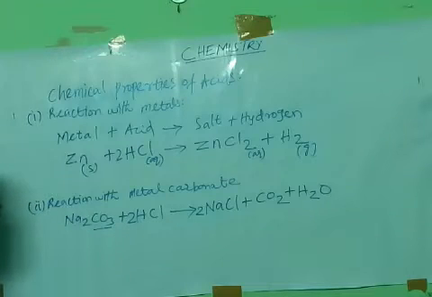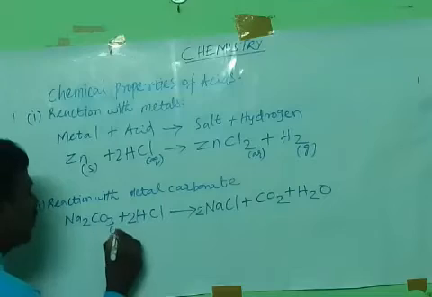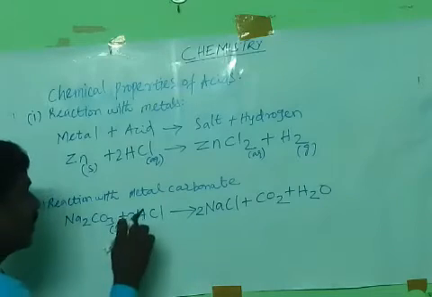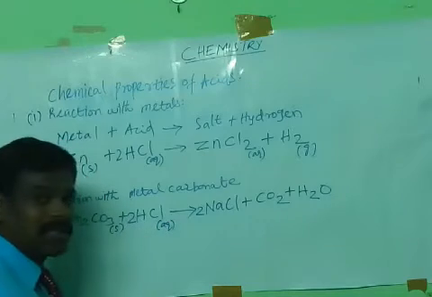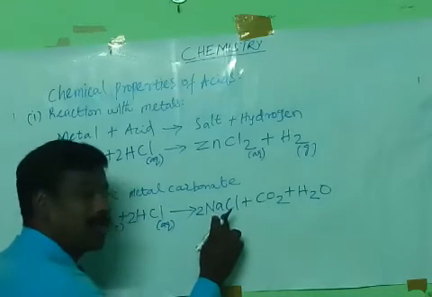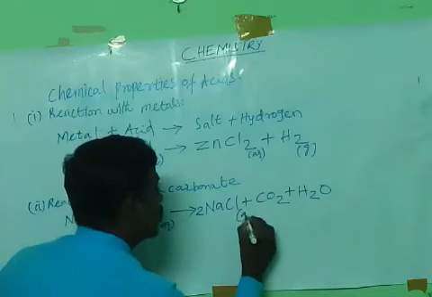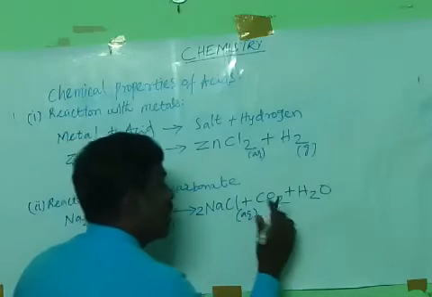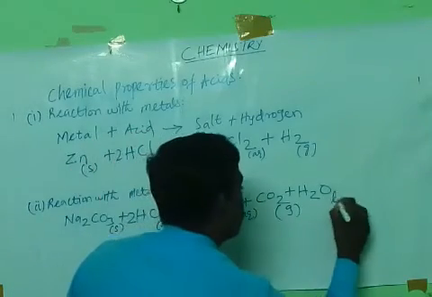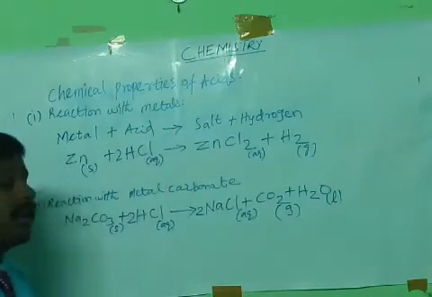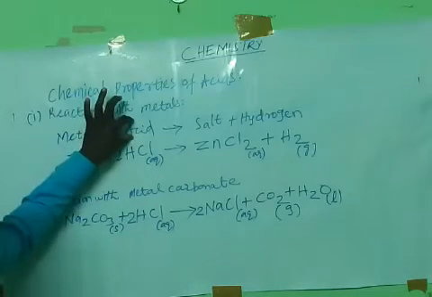Very good. Okay. Metal carbonate, what is the state? It is a solid. Hydrochloric acid, it is aqueous. And the salt is formed. Water is present, so it is soluble in water, so it is aqueous. Carbon dioxide is a gas. H2O is a liquid. Okay. From this, now we are going to write the general equation.